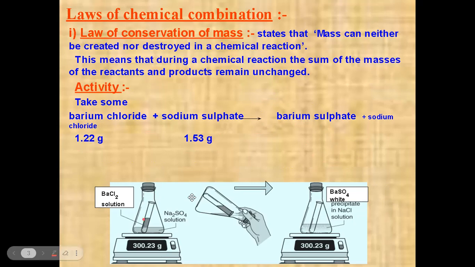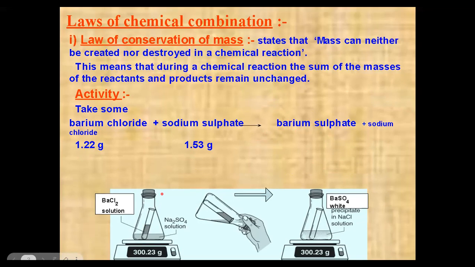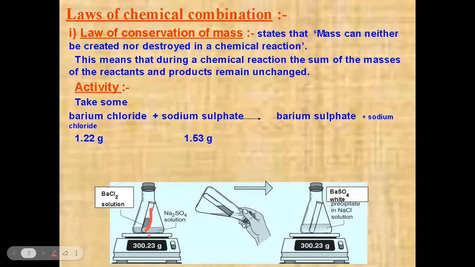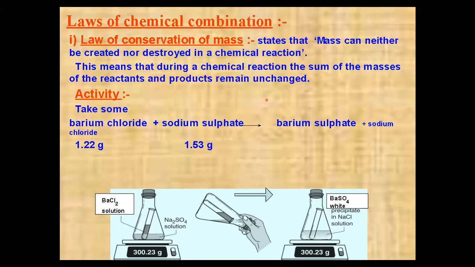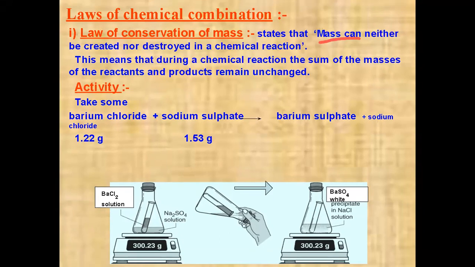So here it is shown, as you can see in the picture given below, this is a solution of BaCl2, that is barium chloride, in this small flask, and in the larger flask, you have a solution of Na2SO4, that is sodium sulfate. So this is what law of conservation of mass states. Hope you all understood. Please do remember the definition, that is mass can neither be created nor destroyed in a chemical reaction.